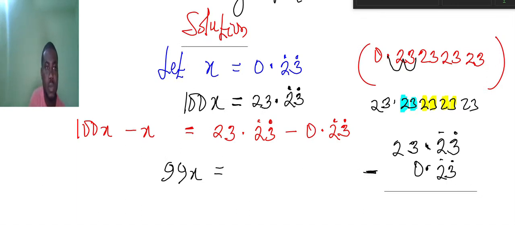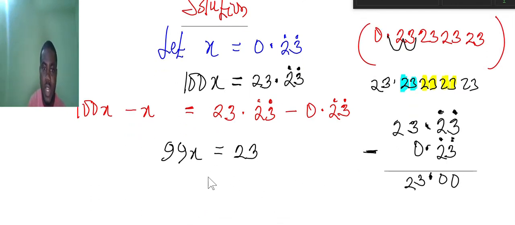So when we subtract, we have 3 minus 3, 0, 2 minus 2, 0, 3 dots minus 3 dots, 2 dots minus 2 dots. So those will eventually disappear. The recurring digits must disappear in this step. So you have 3 minus 0, 3, then here you have 23. So this gives 23. So divide both sides by 99, and you have x equals to 23 over 99.